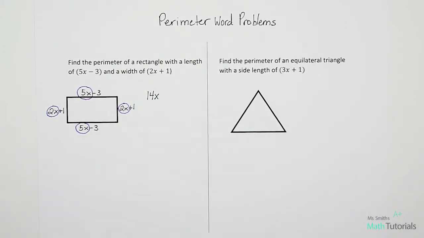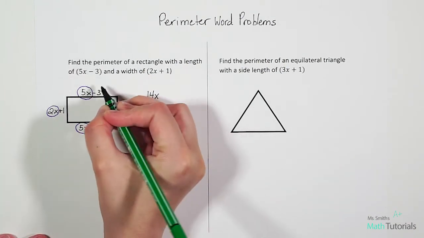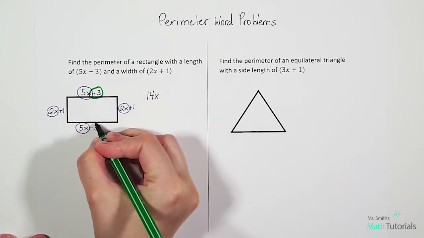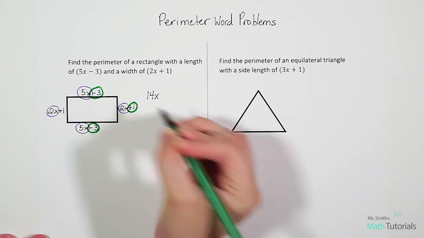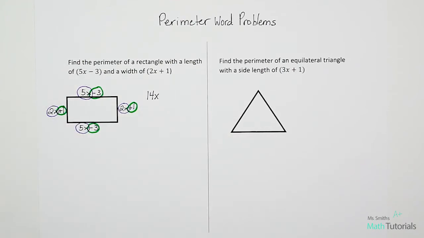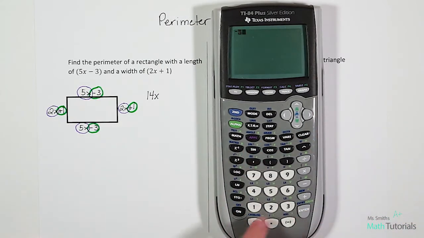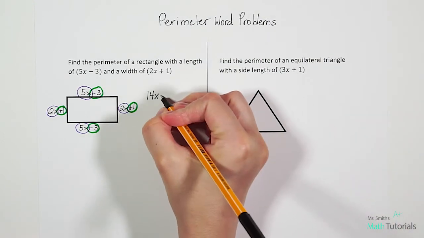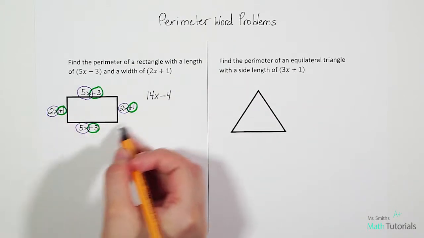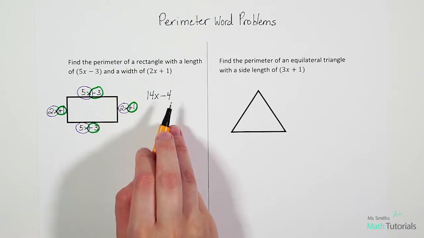Now let's take another color and let's circle all of our constants. So those would be our like terms that are just numbers with no letter attached. So we have -3, -3. We've got a +1 and a +1. And it may be kind of difficult once we start throwing negatives in there. So if you need to, bring out a calculator and make it easy on yourself. So we've got -3 plus -3 plus 1 plus 1, which is -4. Our perimeter of this shape is 14x minus 4.